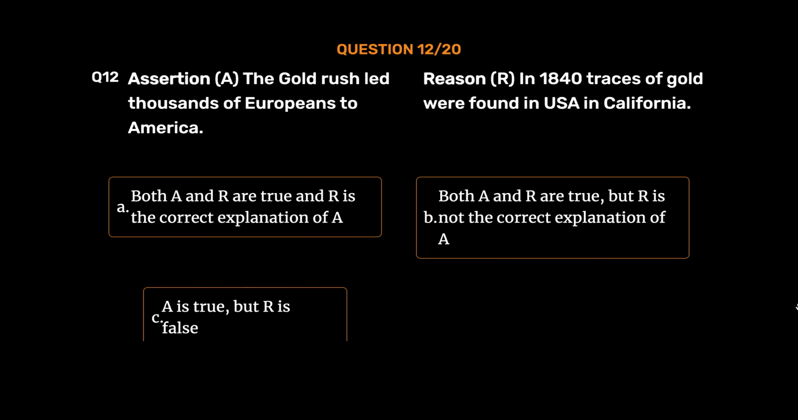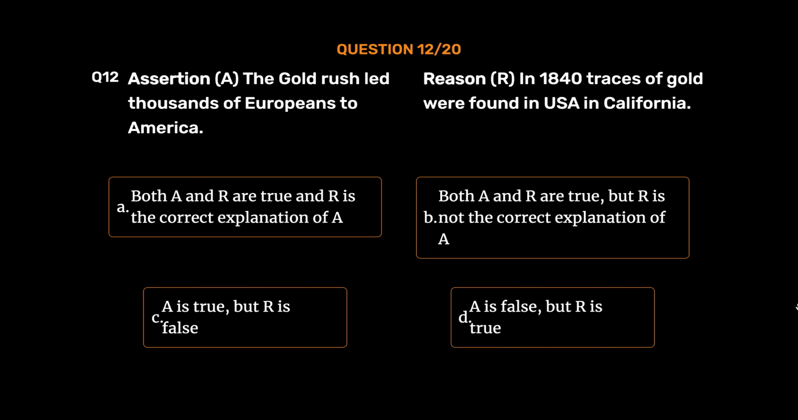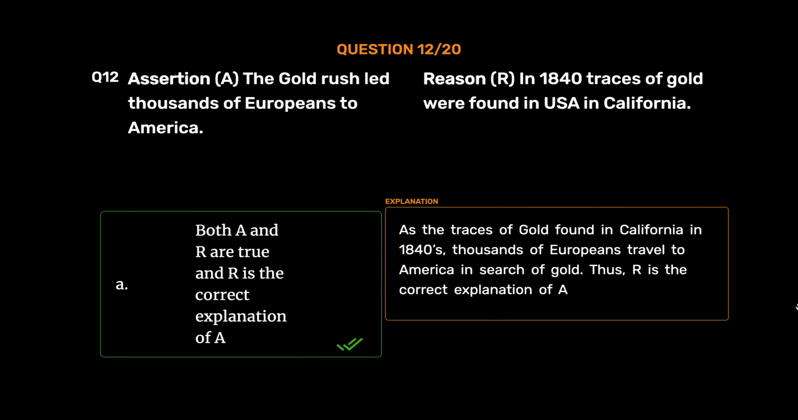Option C. A is true, but R is false. Option D. A is false, but R is true. The correct answer is Option A. Both A and R are true and R is the correct explanation of A. As the traces of gold were found in California in 1840s, thousands of Europeans traveled to America in search of gold. Thus, R is the correct explanation of A.